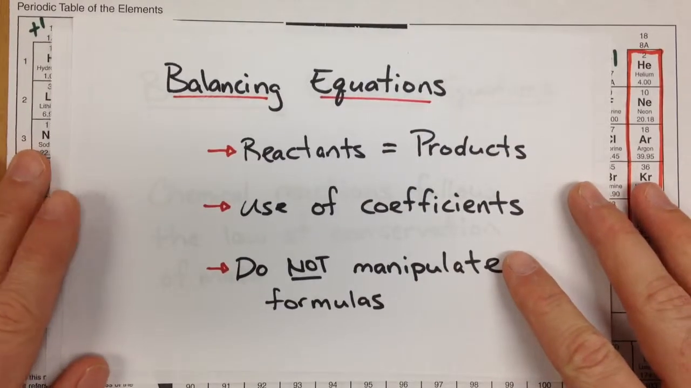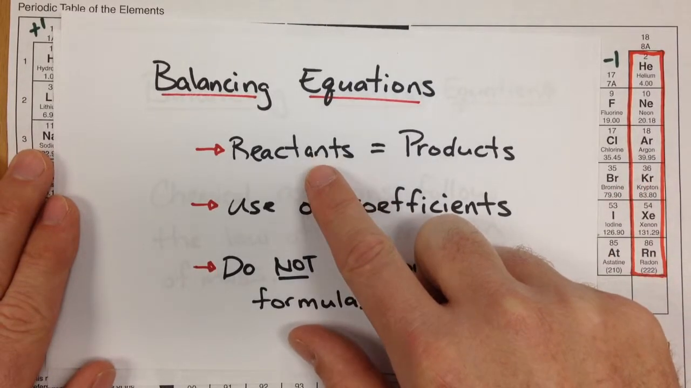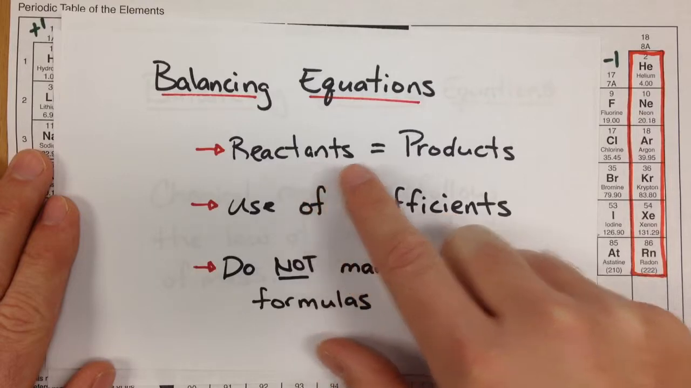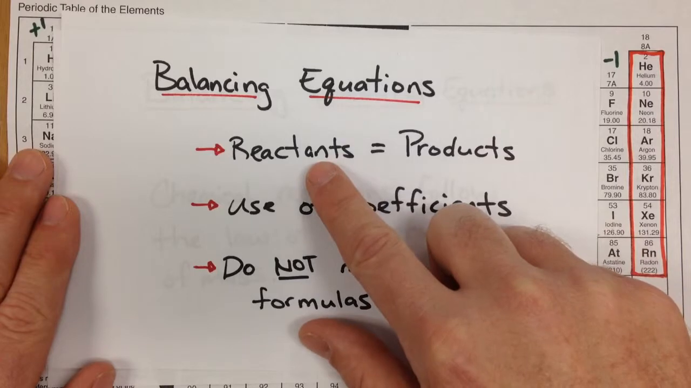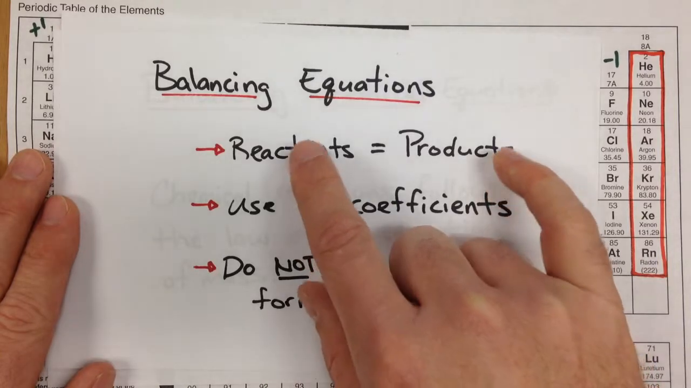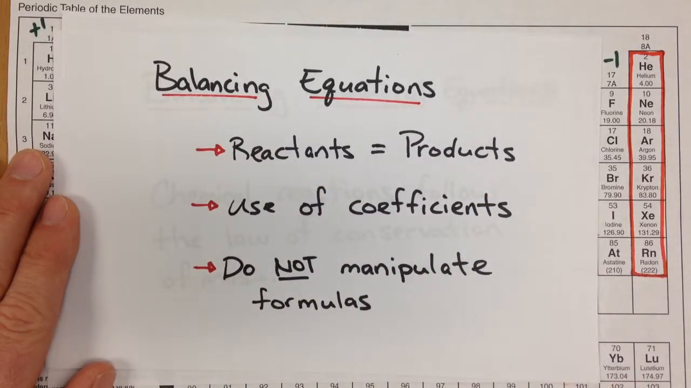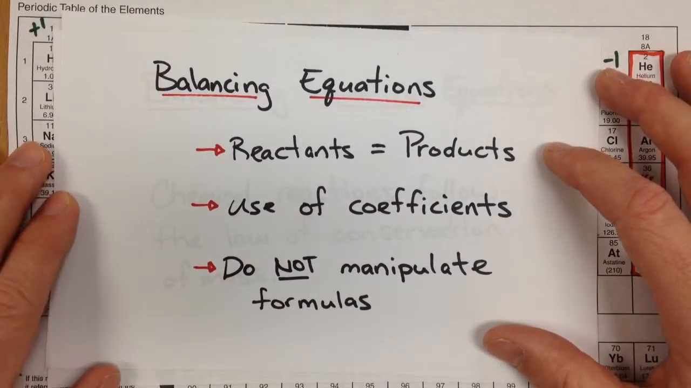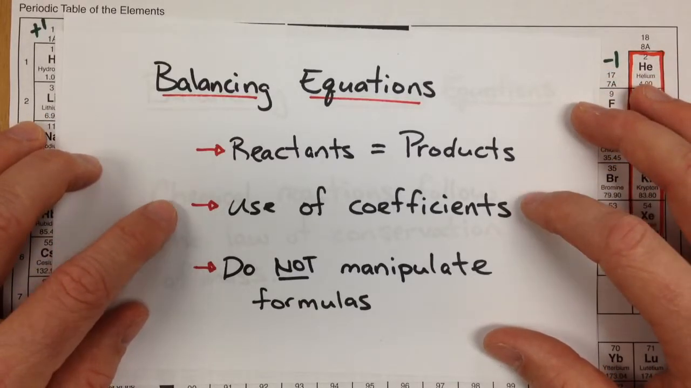Now, the guiding principles behind balancing equations: the number of each reactant must be the same as the number of each product. As soon as the number of each element on the reactants side is the same as the number of each element on the product side, the mass of the reactants will be the same as the mass of the products in your chemical reaction. The method of balancing chemical equations will make use of coefficients. These will be big numbers written before each chemical formula.